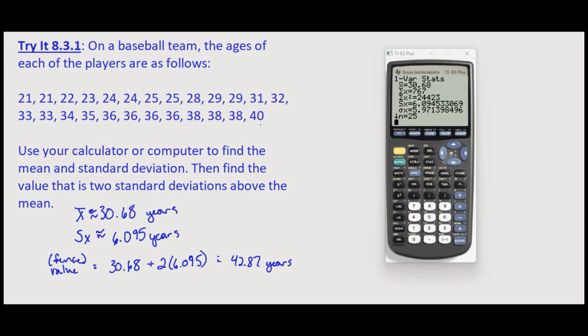Now anything above 2 standard deviations from the mean would be considered a mild outlier. In this case, our maximum is 40, so by this 2 standard deviations definition, we have no outliers in this data set.